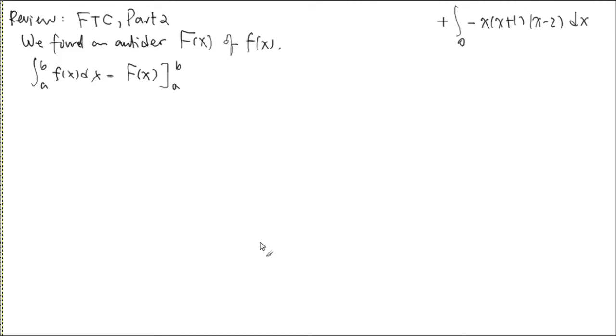You plug in F(b) and F(a) and subtract off. That's the notation in here. So in particular, it doesn't say how to find the antiderivative. If you have found an antiderivative, this is the next step.